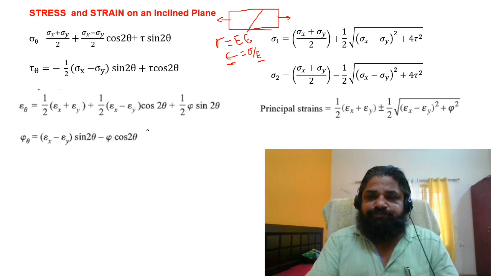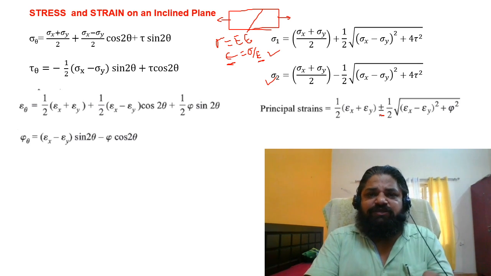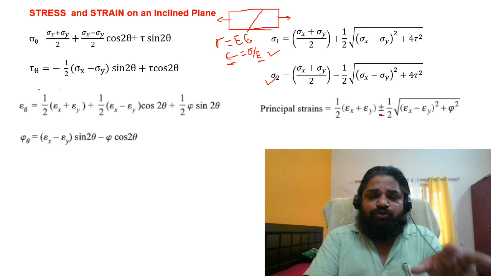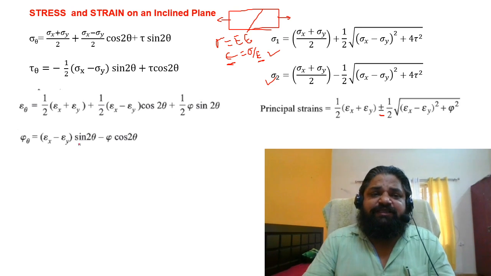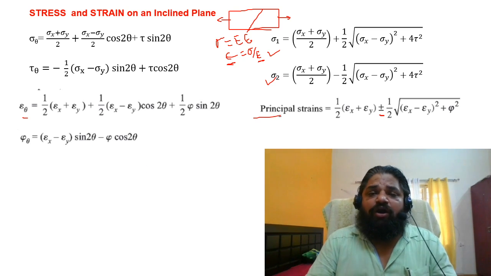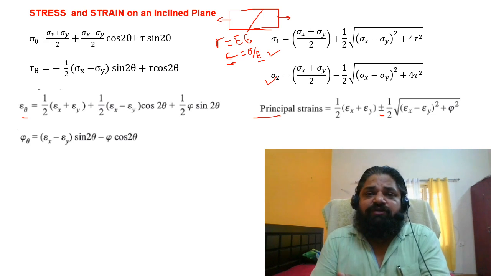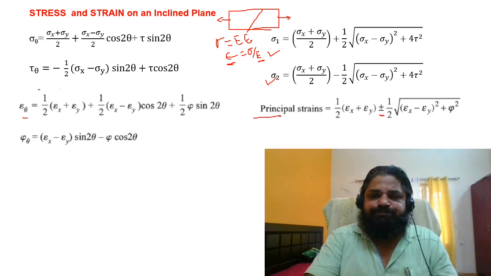And for the principal strains, as it has been written plus or minus, like sigma 1 and sigma 2 in the case of stresses, here also the principal strains can be written in this form. All of us know about that, we need not worry about this. These are the formulas which are going to be useful, basically the strain formula or the principal strain formula, to establish the relation between what we calculate experimentally and what we calculate analytically.